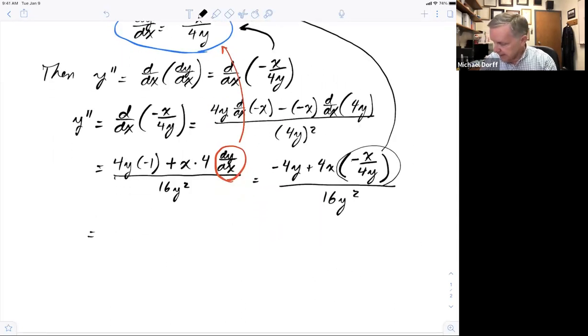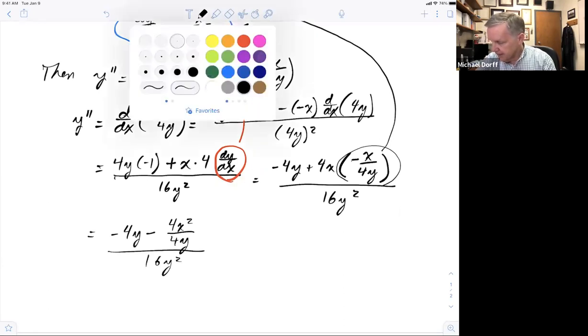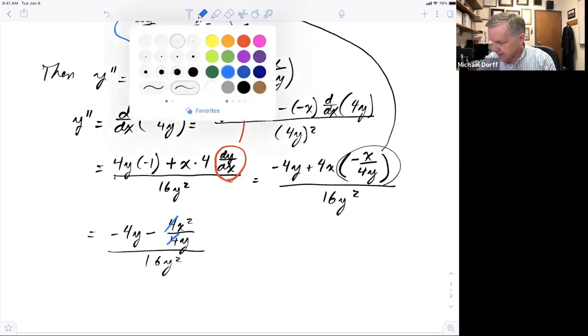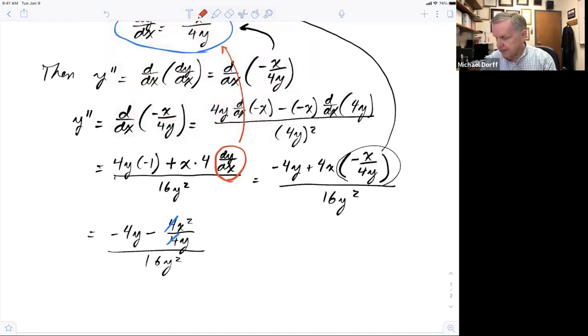So if I simplify that, I have negative 4y on the top minus 4x squared over 4y, all over 16y squared. I can cancel out my 4's here. And what I'm going to do is, I have a y in the denominator of the numerator, so in this last part here, I've got this y that's in the top. If I multiply top and bottom of the fractions by y, that will get rid of it.